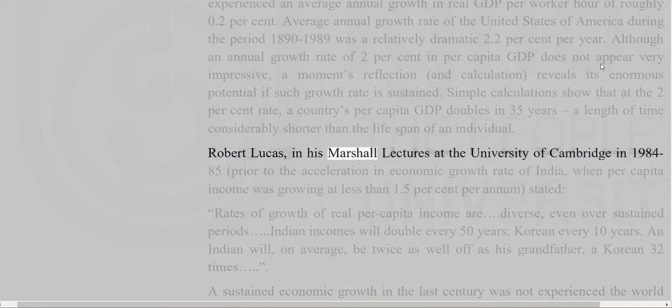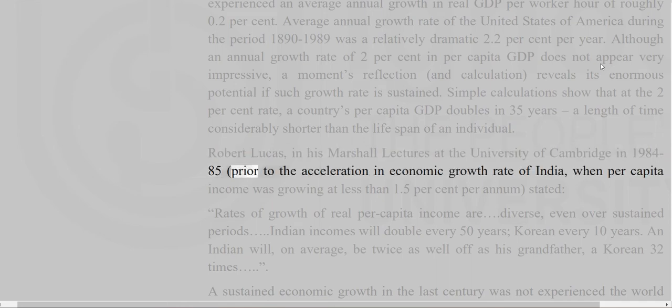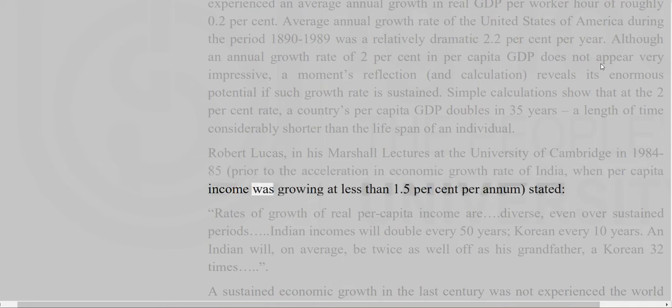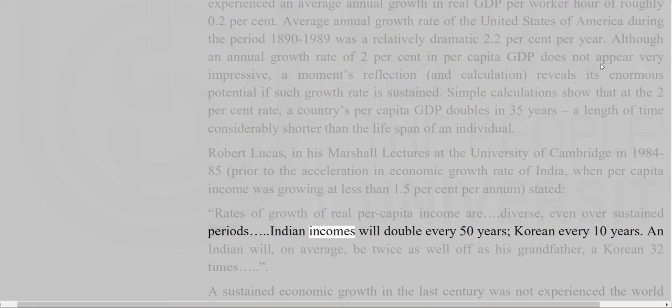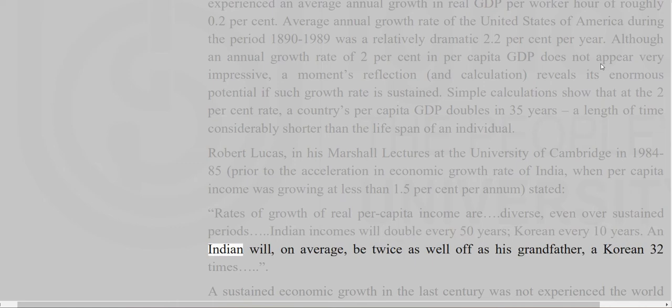Robert Lucas, in his Marshall Lectures at the University of Cambridge in 1984-85, prior to the acceleration in economic growth rate of India, when per capita income was growing at less than 1.5% per annum, stated, "Rates of growth of real per capita income are diverse, even over sustained periods. Indian incomes will double every 50 years, Korean every 10 years. An Indian will, on average, be twice as well off as his grandfather, a Korean 32 times."